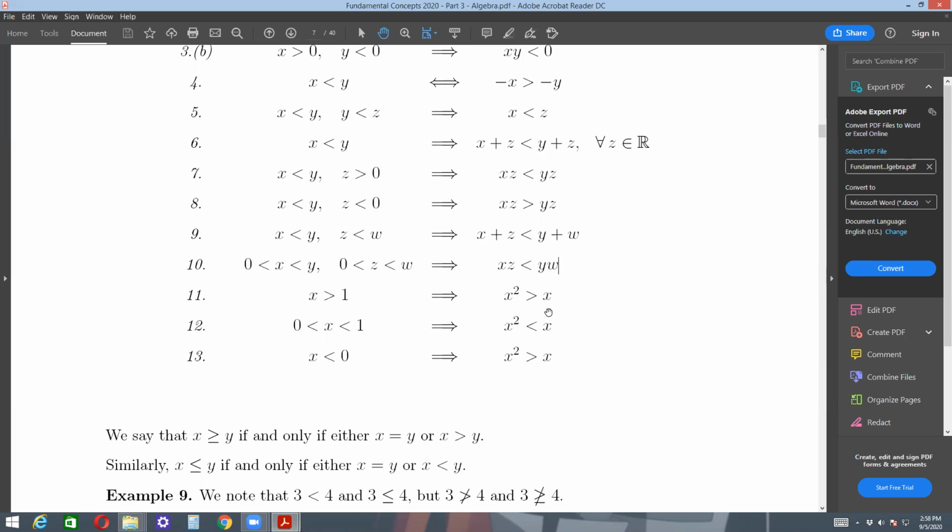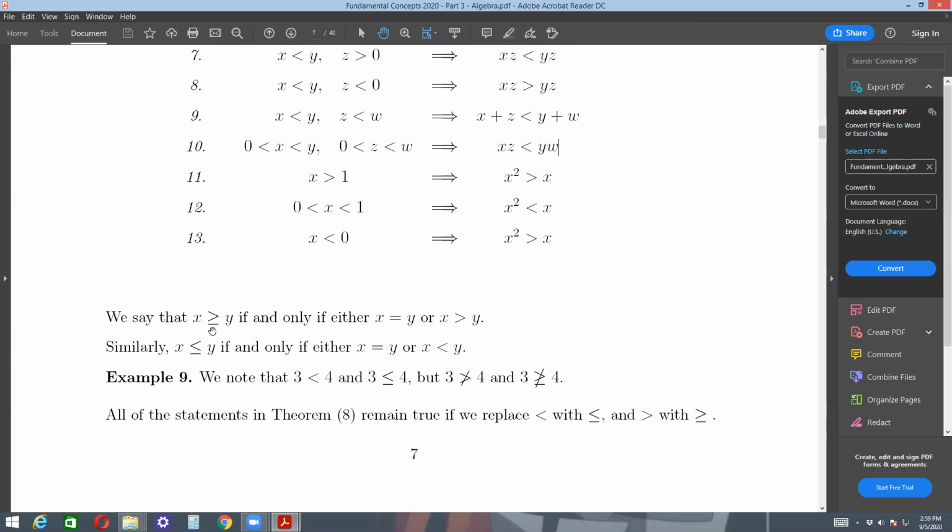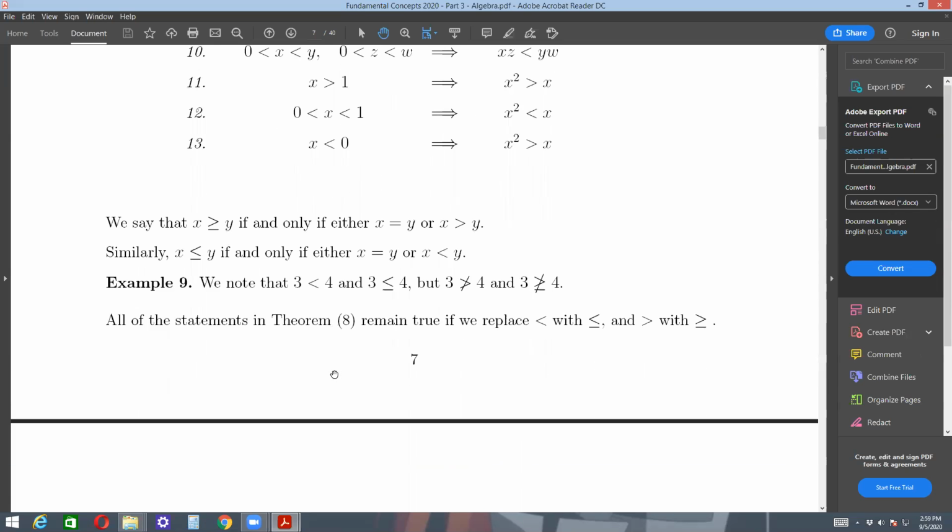Right, if x is more than 1, then x squared is more than x. If it's between 0 and 1, then x squared is less than x. And if it's less than 0, again, x squared is more than x because this is positive and this is negative. Right, all of these things are strict inequality signs, but they all apply if you introduce the equal to as well. So if in any of these you put greater than or equal to, less than or equal to, it still holds.